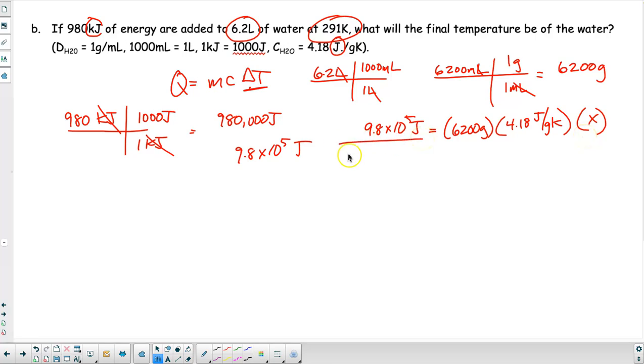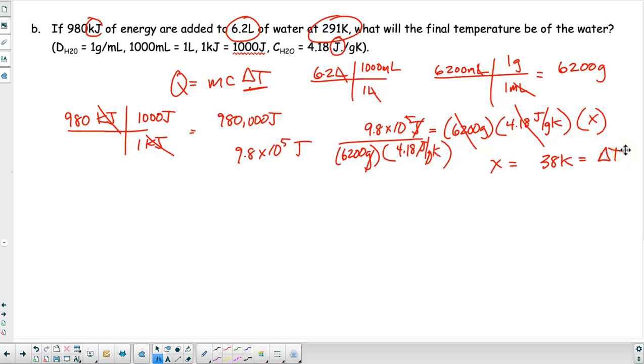So we need to solve for this. We've got to get x by itself. We're going to divide by 6,200 grams. We're going to divide by 4.18 joules per gram Kelvin. Okay, these go away. Joules are going to end up canceling. Grams will cancel. We're going to be left with Kelvin. And so if I solve for x, take 9.8 EE5 divided by 6200 divided by 4.18, and you're going to get 38 Kelvin, which is our change in temperature.